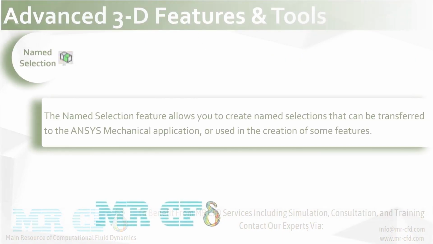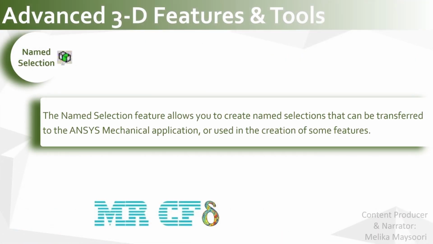The named selection feature allows you to create named selections that can be transferred to the ANSYS Mechanical application or used in the creation of some features. You can select any combination of 3D entities, including point feature points.